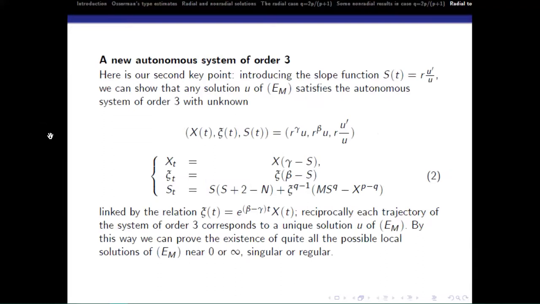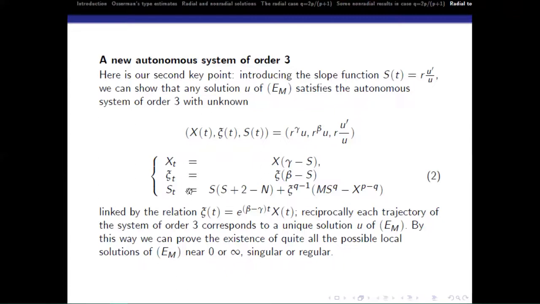A second key point is a new autonomous system of order 3. We introduce the slope, S of t is r u prime, and we can show that any solution of the equation satisfies an autonomous system with three unknowns: x, which is r^gamma u, xi, which is r^beta u, and S, which is r u prime over u, of this form. x_t is x times gamma minus S, xi_t is xi times beta minus S, and S_t is a little more complicated.